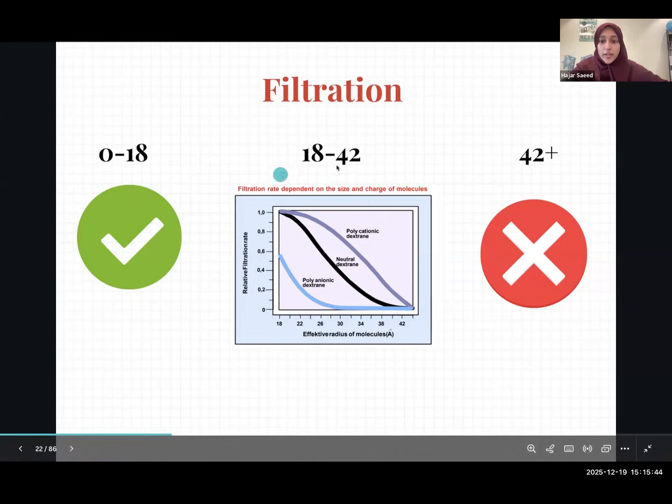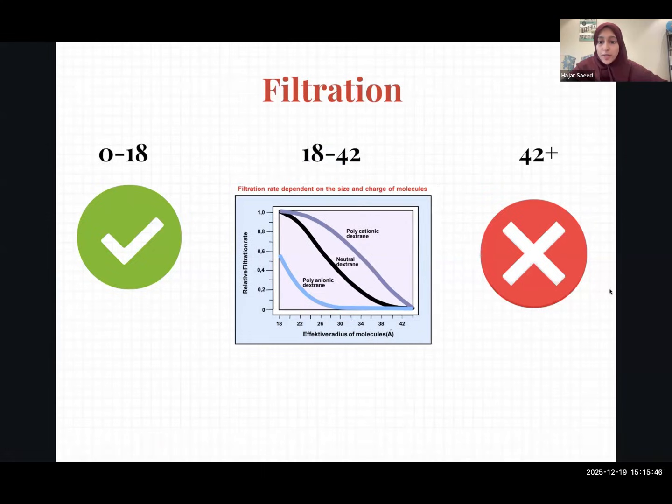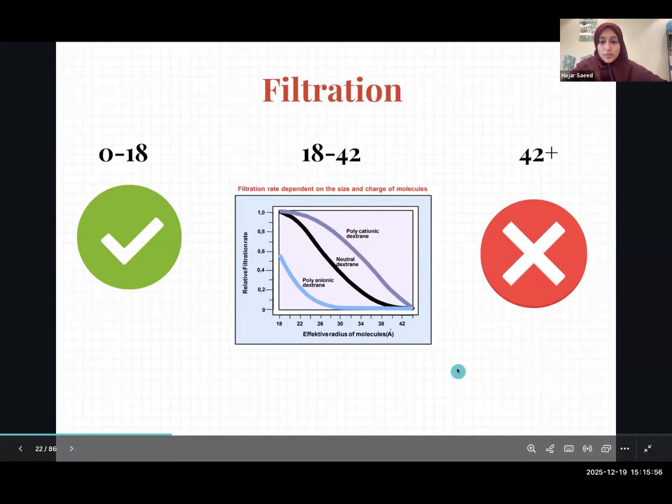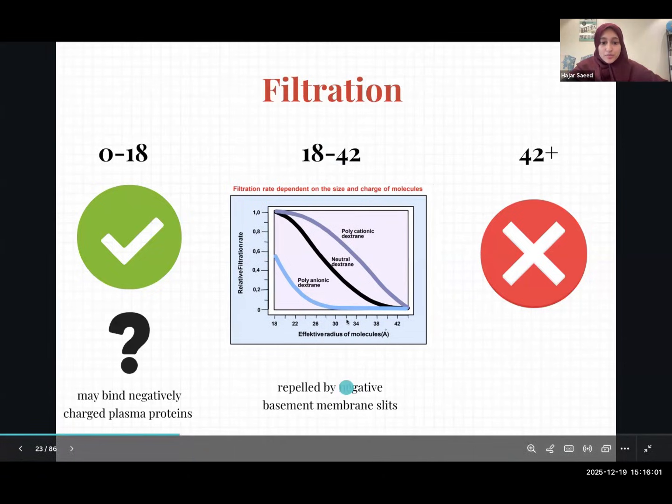So between 18 and 42 angstrom, why are positively charged filtered more? Repelled by a negative basement membrane. Close. Attracted. Perfect. So negatively charged things would be repelled by the negatively charged basement membrane slits. Positively charged would be attracted to it. So that's why they're filtered easily.